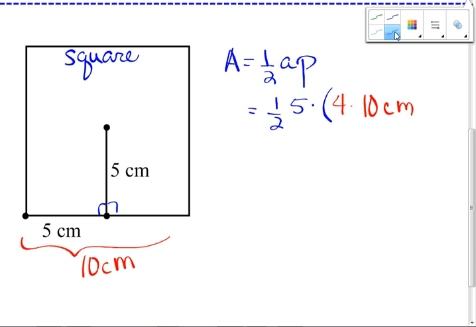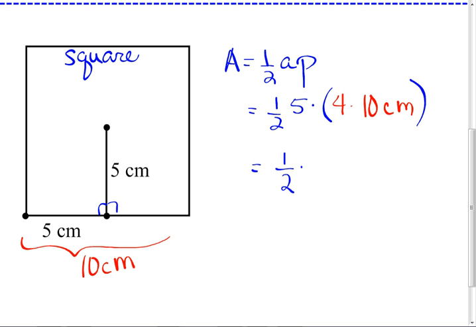When you look at this, it's clear what my numbers are. At least then you can ask me, well, where'd you get the 10? But when you just have an answer only, I don't know how you got the answer. So it's 1/2 of 5 times 40. Half of 40 is what? 20. 20 times 5 is 100 square centimeters.